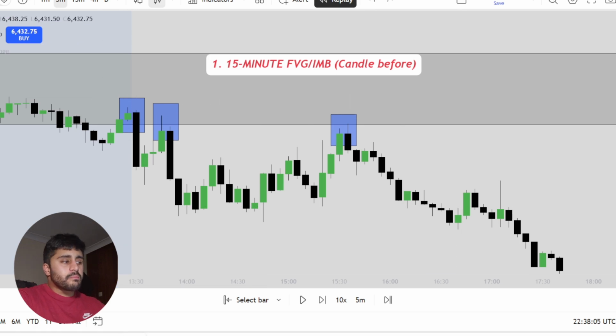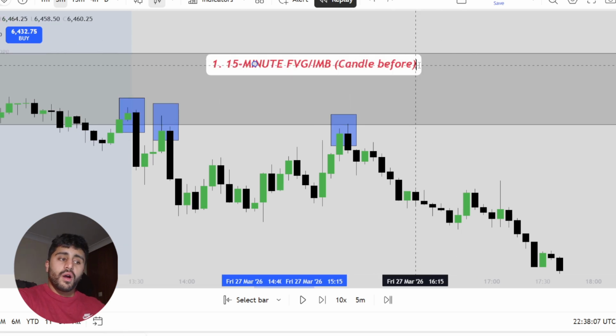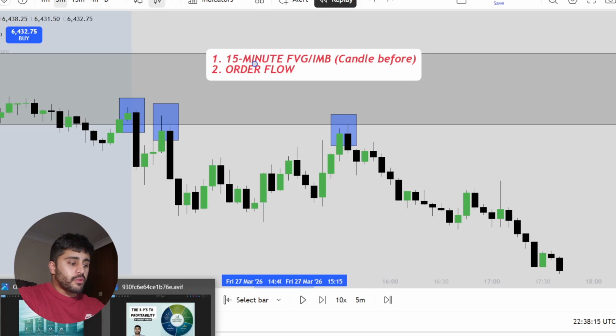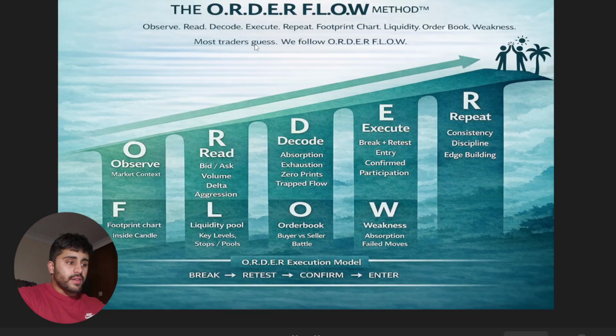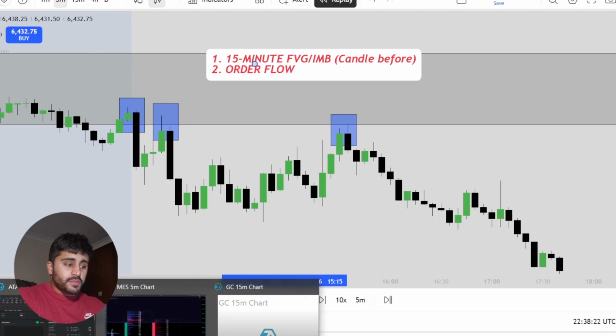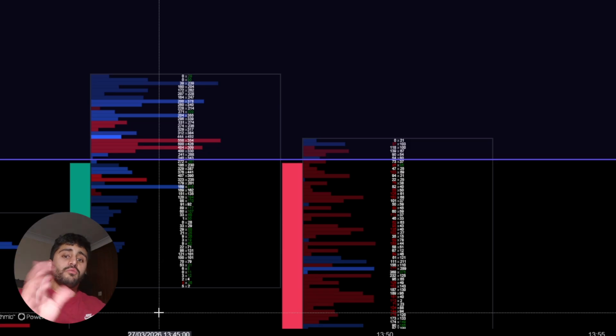But in order for us to make a key level, in order for us to understand why it's a key level, we need to follow the order flow model, or we need to follow order flow. Now, order flow specifically I've broken down like this. So now we're on the read part. We want to read. Specifically, what are we reading? Delta, volume, bid and ask.